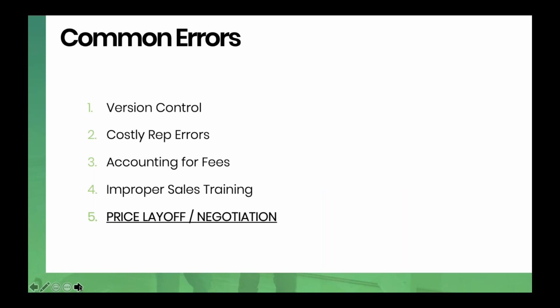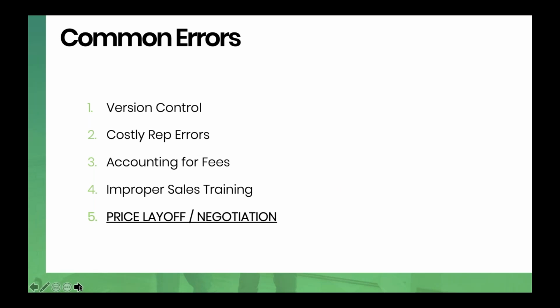So these 5 were identified as the top 5 that companies are typically running into. Number 1 would be your version control. So this is making sure that everybody has the most up-to-date resources and materials. We're selling off the most current product and pricing sheet, et cetera, et cetera.